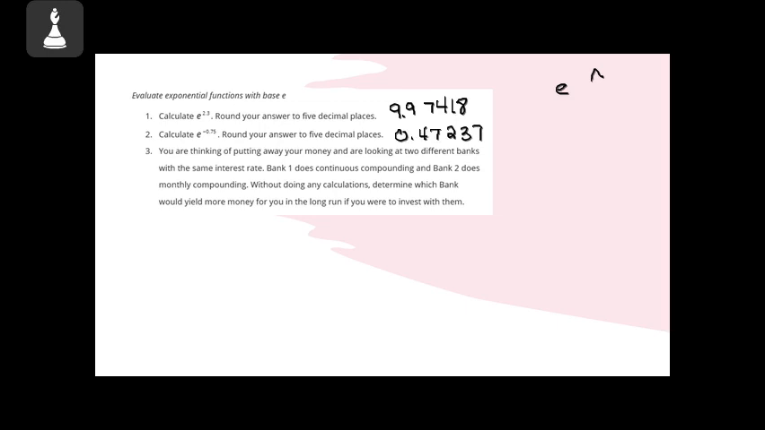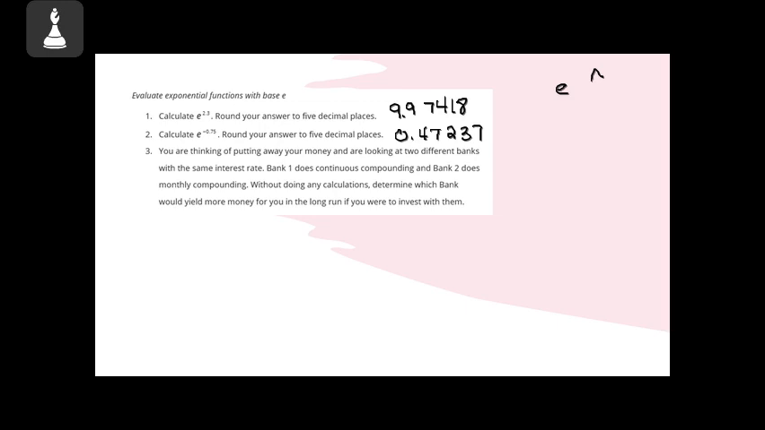Number 3, you are thinking of putting away your money and are looking at 2 different banks with the same interest rate. Bank 1 does continuous compounding and Bank 2 does monthly compounding. Without doing any calculations, because you don't know how to do that yet, determine which bank would yield more money for you in the long run if you were to invest with them.